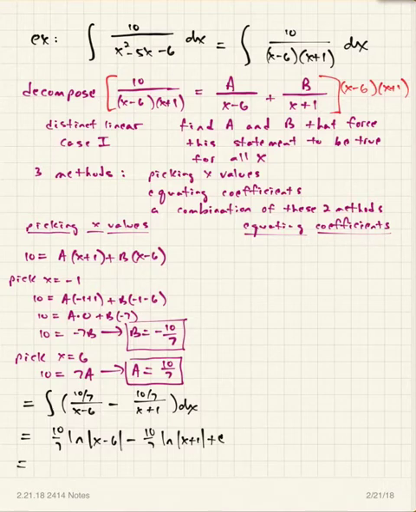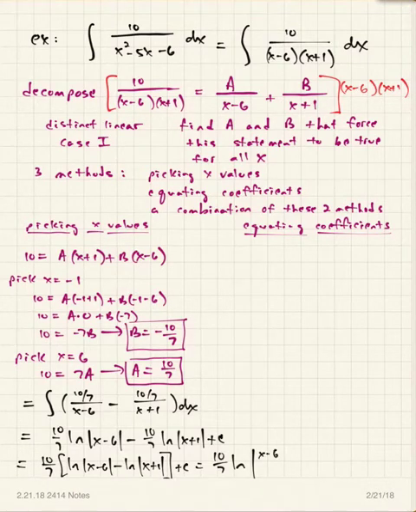By the way, a lot of times in a textbook, you'll see the 10/7 factored out. So you have the natural log of x minus 6 minus the natural log of x plus 1. And you'll see textbooks frequently combine those two logarithms using the quotient rule for logs. So you have the natural log of the absolute value of x minus 6 over x plus 1, plus C.